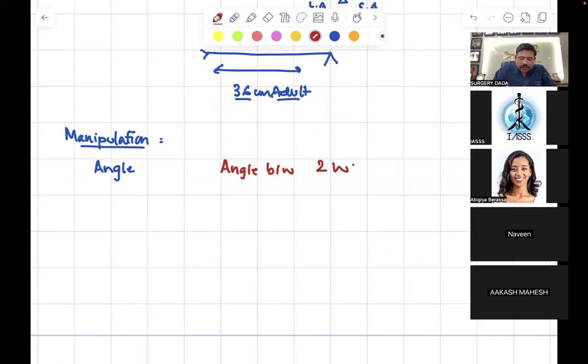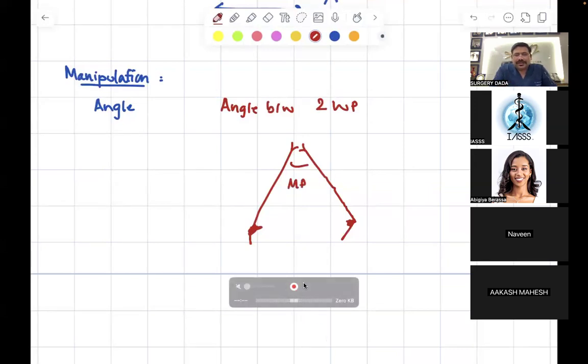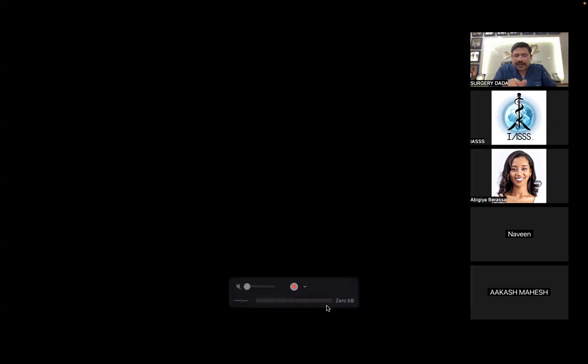two working ports. Now, when we talk about two working ports, this is the instrument. Suppose this is one instrument and this is another instrument. Now try to understand, this angle is the manipulation angle. In order to have a good manipulation angle, what are the standard dimensions? Can anyone tell me? Let me tell you.